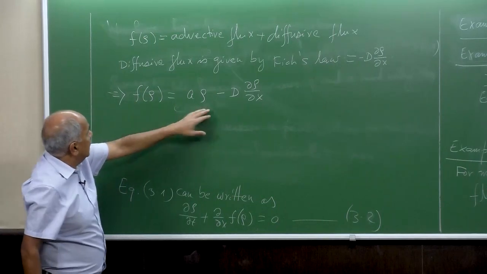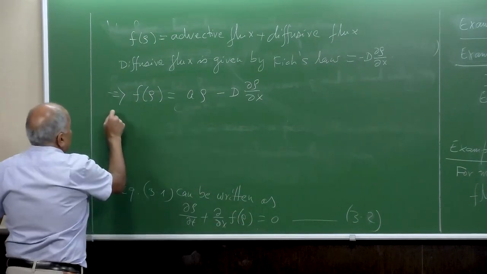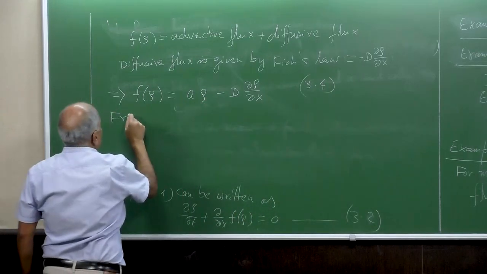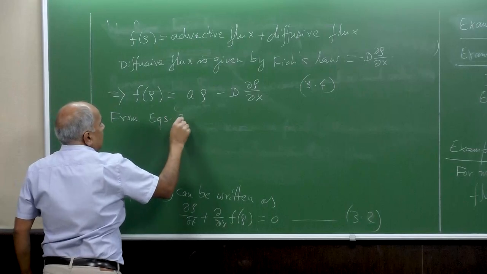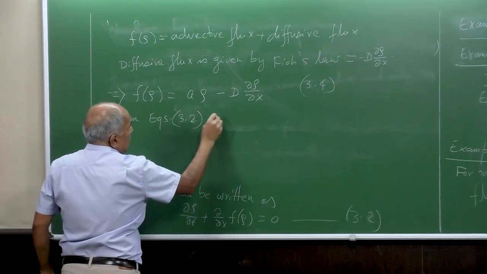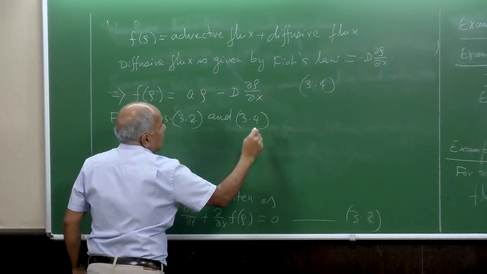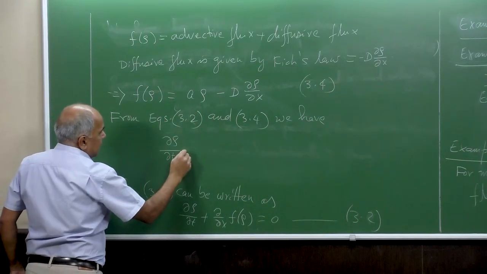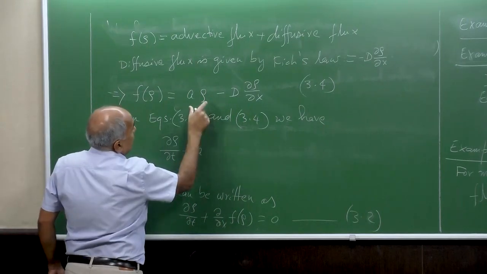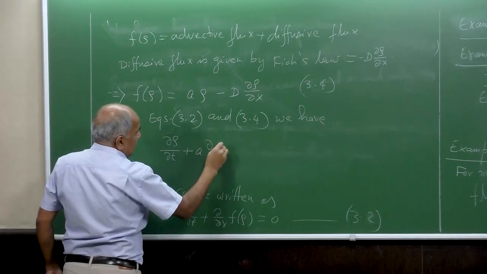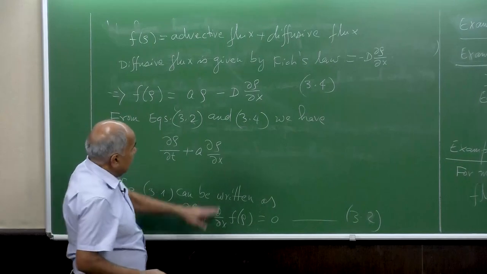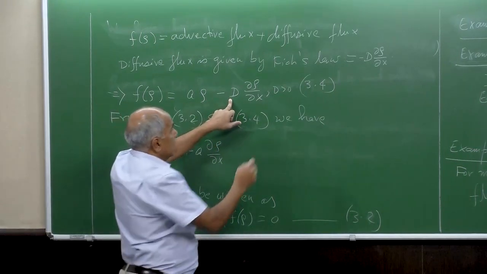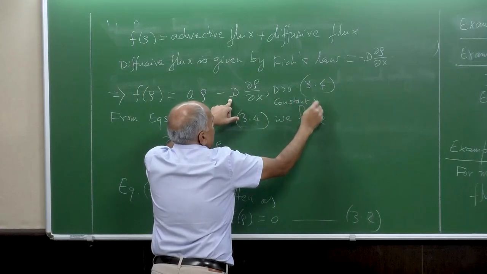Now we plug this f of rho in equation 3.2. So let me write 3.4. So from equation 3.2 and 3.4, we will have del rho by del t plus a, so this a is coming out, del rho by del x. And then del by del x, d is a constant. Suppose here d is positive, this is a positive constant.